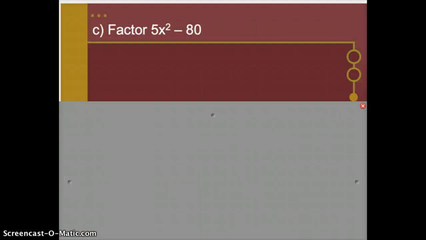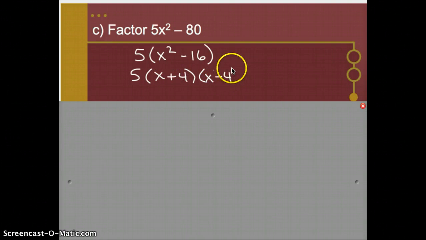All right, try this one for me. 5x squared minus 80. You may notice that neither of these is actually a perfect square. 5x squared is not a perfect square, neither is 80. So I'm going to see if they have a GCF, which I know 5 goes into both of them. So it's going to be 5 times x squared minus 16. Now this looks nice because x squared and 16 are both perfect squares. It's a difference of squares, so I think it should be 5 times the quantity x plus 4 times the quantity x minus 4. That's my factored form.